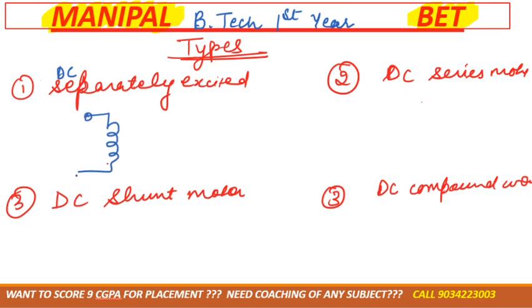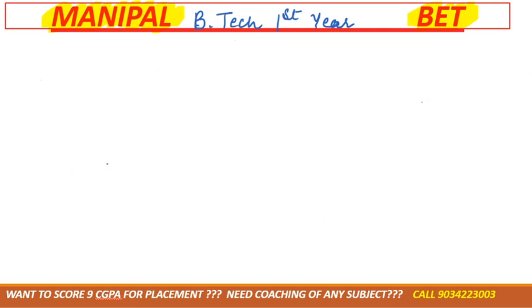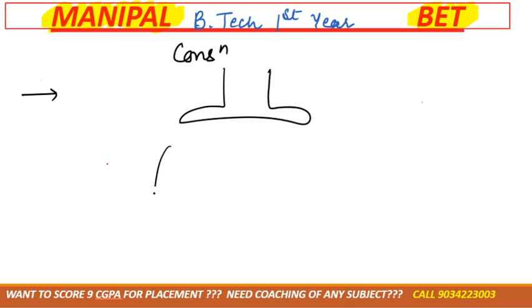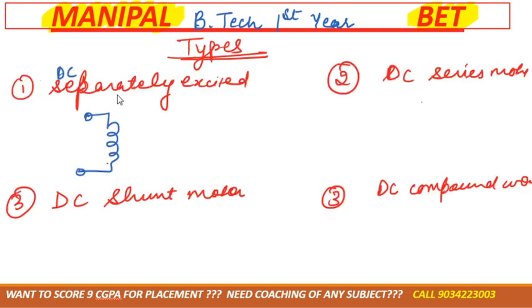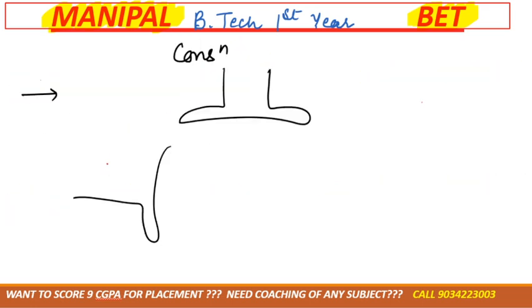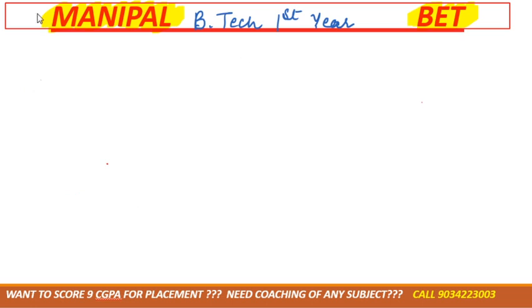Field winding basically means a temporary magnet. For this topic, you must know the construction. As I told you, we always need a magnet. So can we use a temporary magnet for that?